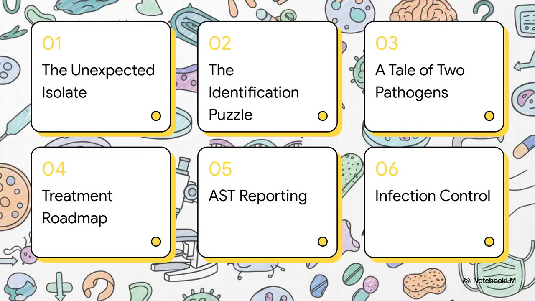So here's our game plan. We're going to follow the journey of this bug, right from that moment it shows up unexpectedly on the bench. Then we'll tackle the puzzle of actually identifying it, explore why the exact species name is so critical, navigate the tricky landscape of treatment, and finally, wrap up with how we stop it from spreading.